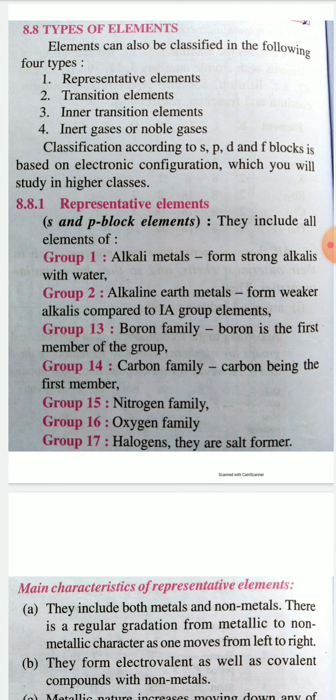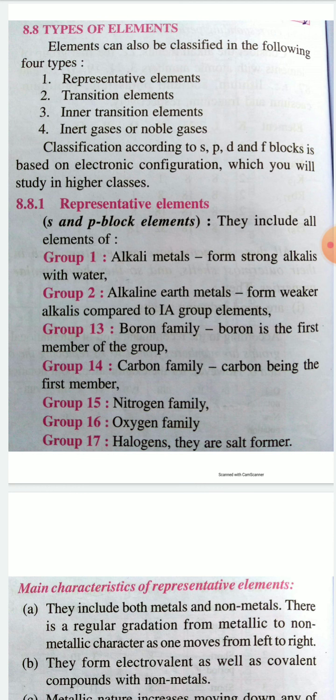Now group 2 elements. Group 2 elements are also called alkaline earth metals. They also form weak alkalis compared to group 1 elements. That's why they are also called alkaline earth metals.